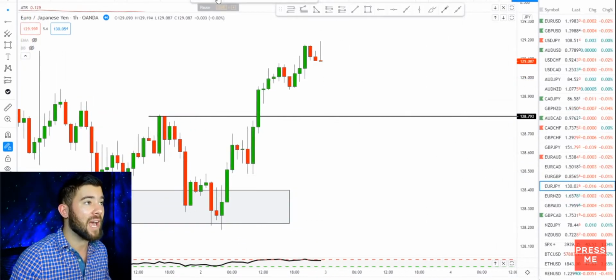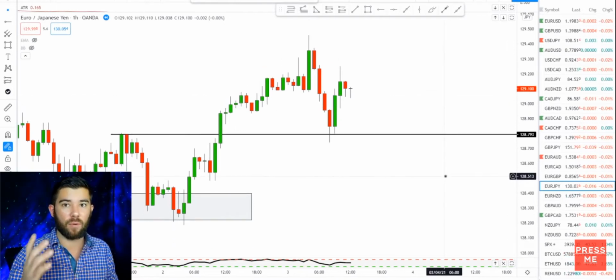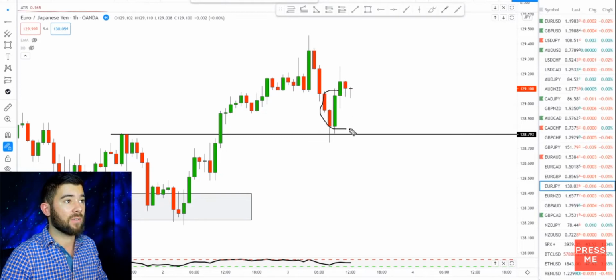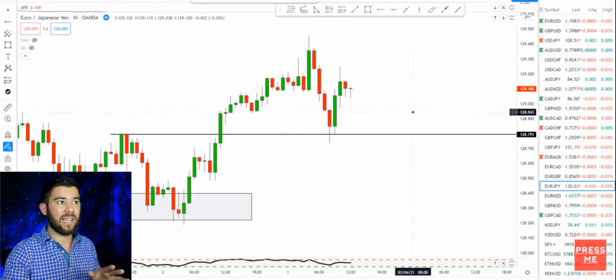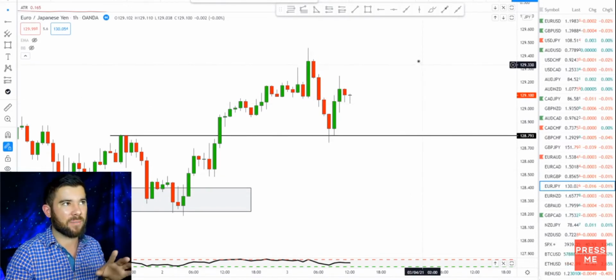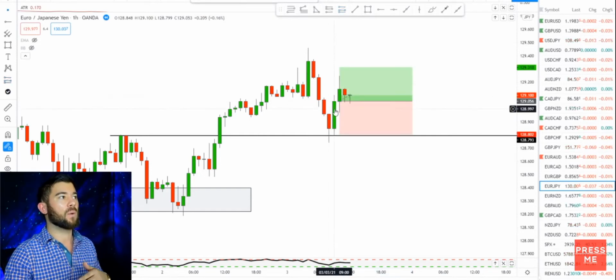Once we pull back to the neckline, I want to see buying pressure. For me, buying pressure is nothing more than a green candle. Once I see buying pressure, I'm just explaining to you exactly how I trade these double bottoms, or exactly how a lot of people trade them. I trade them slightly differently, but for the purpose of this video, this is what we're going to talk about. So I would place an entry there.